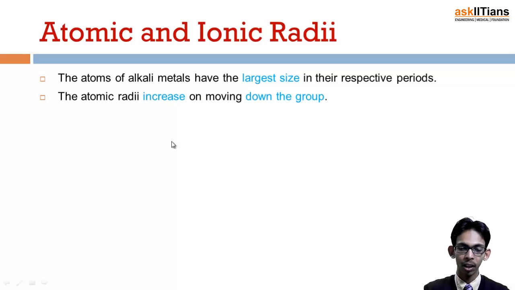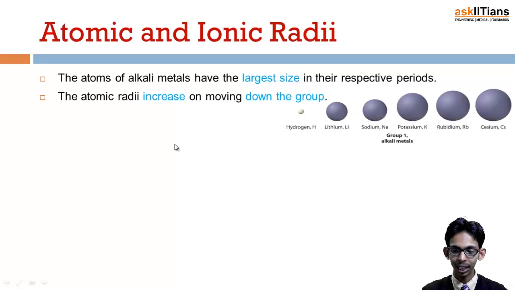And again we know the atomic radii increases down the group due to increase in number of shells, and this is the order. If we remove the hydrogen, hydrogen is actually not the alkali metal, but it resembles in its properties with group 1 elements, so we put it here. And if we compare the trend, lithium is of smaller size, then size increases to sodium, then potassium, then rubidium, and then cesium. So down the group size increases.